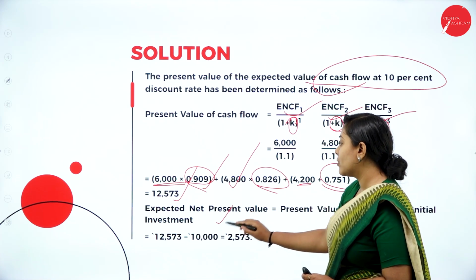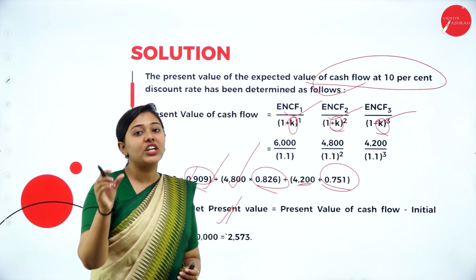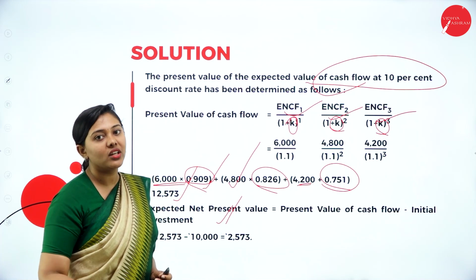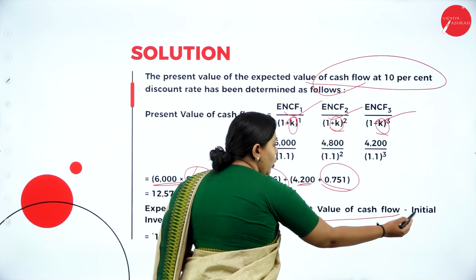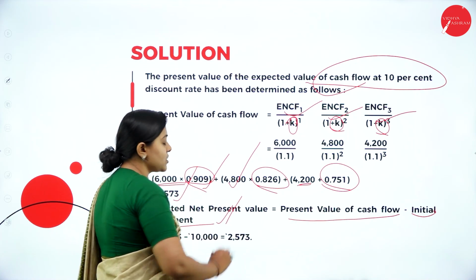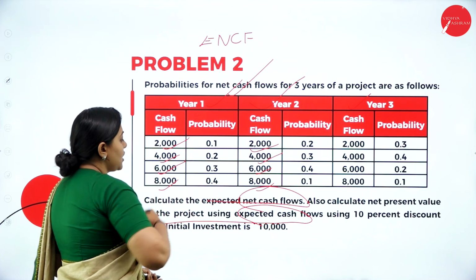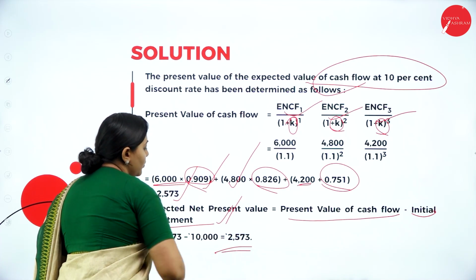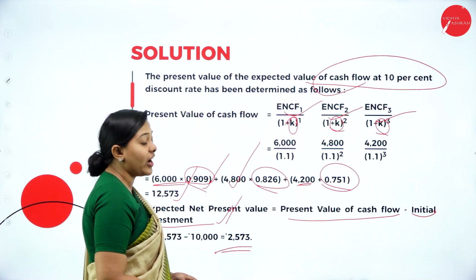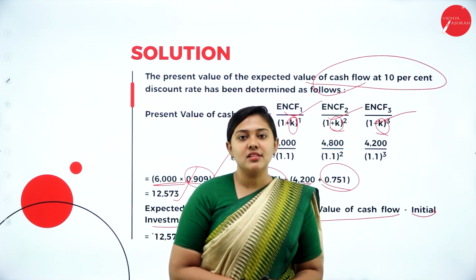So, you have to calculate the expected net present value. As I have told you, you have to deduct the initial cost or the initial investment. So, present value of cash flow minus initial investment. The initial investment given in the question is 10,000. So, this 10,000 we are deducting here, and the value we get is how much? 2,573. So, that is your expected net present value.